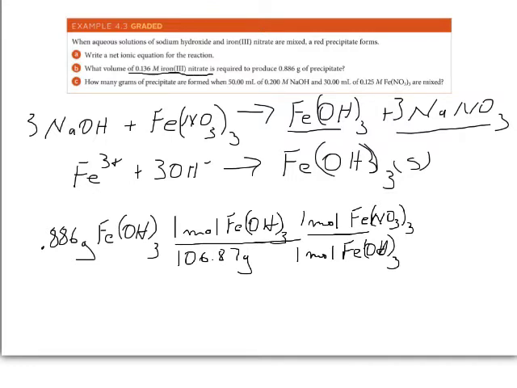So I know that when it says 0.136 molar, that means 0.136 moles per liter. So now I'm going to use that information. Down here I'm going to put 0.136 moles iron 3 nitrate per 1 liter. So when I do that, everything is going to cancel except for the liters, and when I multiply through, I'll get that the volume that I need is 0.0610 liters.